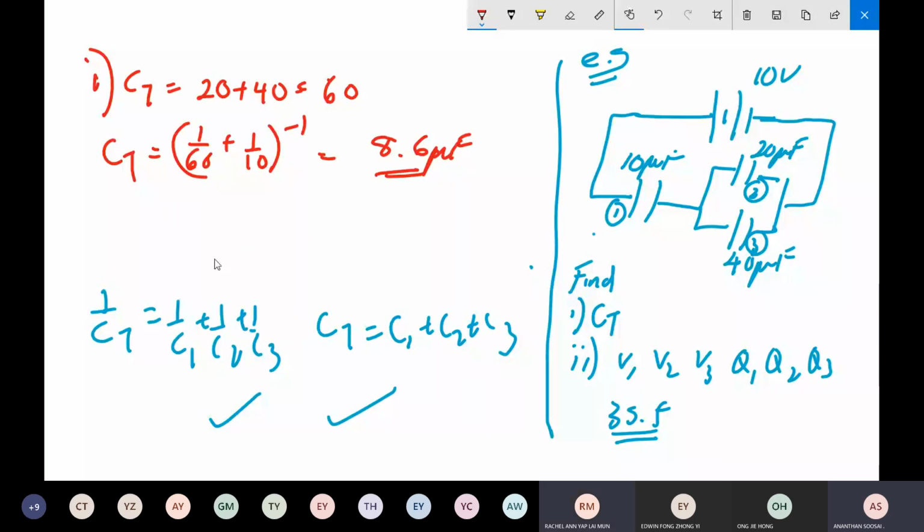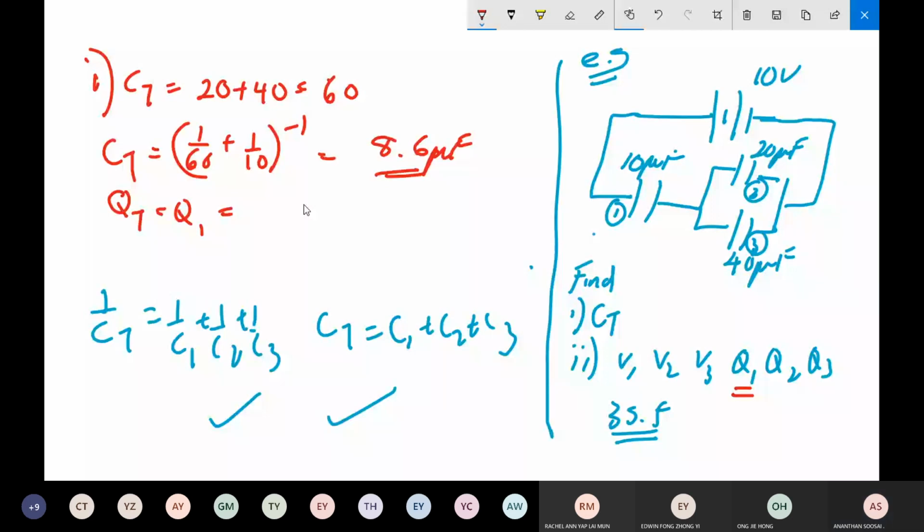Okay, next. Now you have to think carefully. Which one can be found first? V1, V2, V3, Q1, Q2, Q3, which is easy to find? Q1. Very good. Q1 is the charge stored in the main branch. So I think you find the Q total first. Q total is actually Q1.